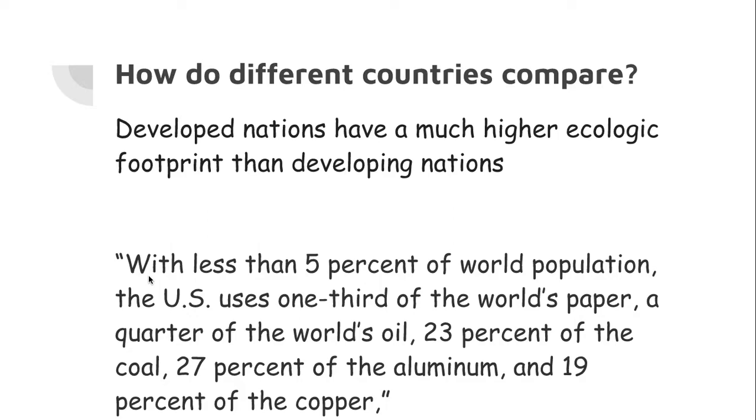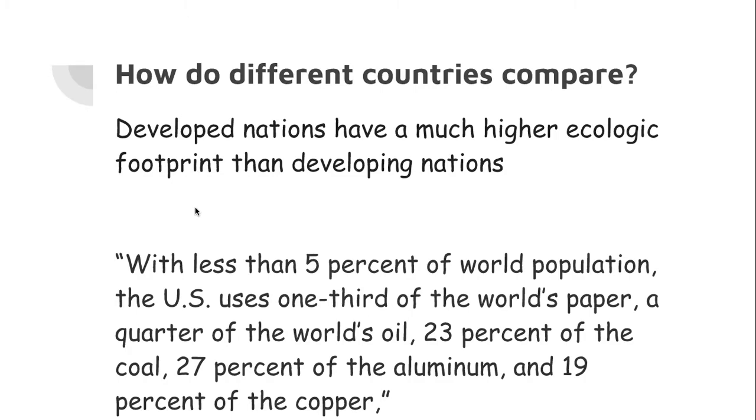So with less than 5% of the world population, the United States uses 1/3 of the world's paper, 1/4 of the world's oil, 23% of the coal, 27% of the aluminum, and 19% of the copper. So even though we are few in the developed world, we use so many more resources. We have a lifestyle that includes having a lot of material things. All right, we use a lot of energy. We use a lot of things. We waste a lot of stuff. And that's what makes our footprint so high.